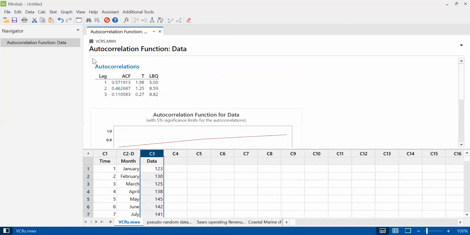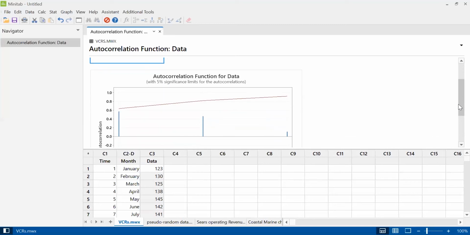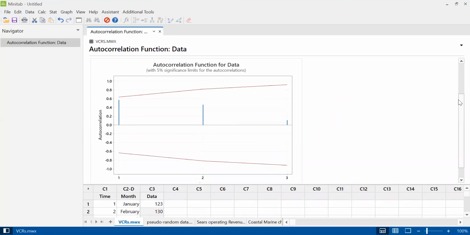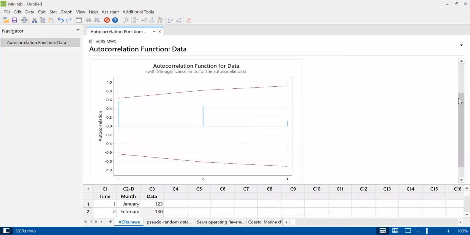Okay, so first of all, on the top, in this box, you see these are the autocorrelations for the first 3 lags. Okay, and the reason that Minitab only provides 3 lags is really because our data is very small. We only have 10 observations. You do need to have enough observations to go higher in the lag. Therefore, if we look at the next one, it is the graph for the autocorrelation function.